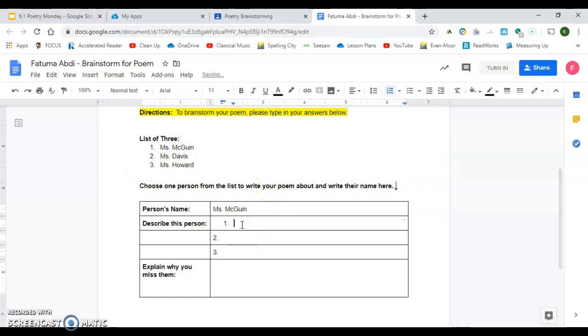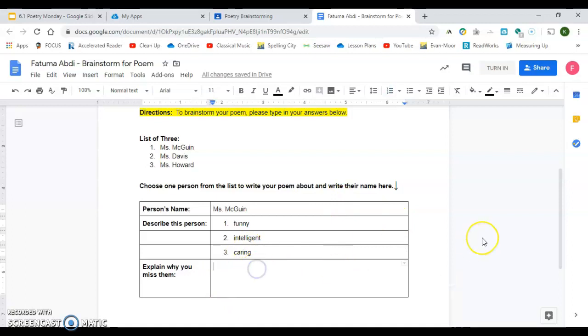Now, I'm going to write some words to describe Miss McGuinn to help me with my poem. She's funny. She is, let's say, intelligent and caring. If the numbers move when you write, don't worry about it.